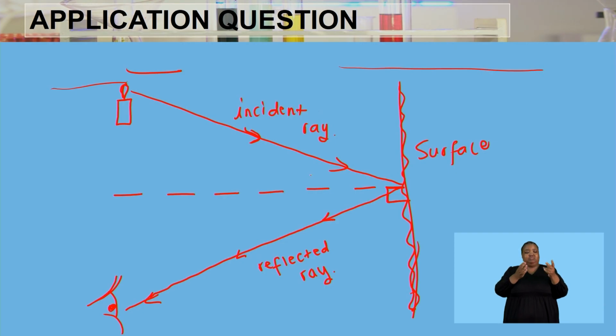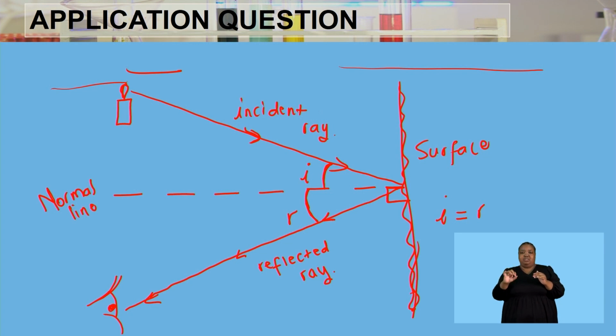We have the angle of incidence here, that is going to be between the normal line and the incident ray. So we can denote that by small letter i to show that this is our incident angle. Then the other angle here is going to be between the reflected ray and still the normal. So this is going to be denoted by small letter r. And remember that the angle of incidence is always equal to the angle of reflection.